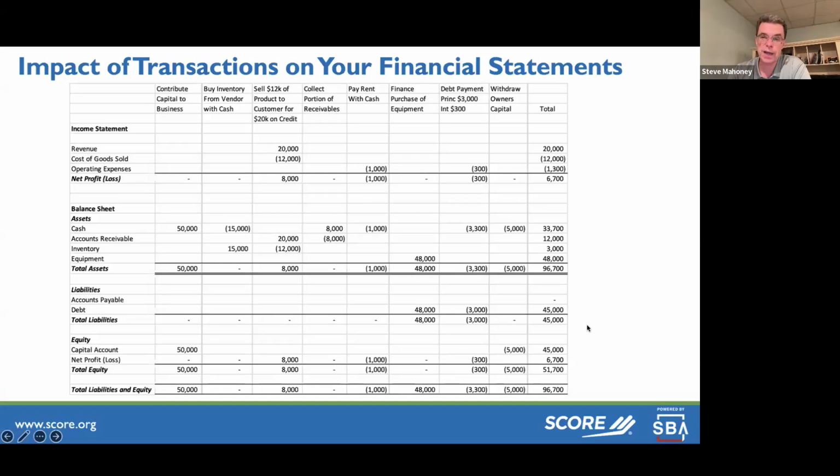So again, very textbook accounting, but I wanted to just explain to folks why some of these things, especially debt and owner's draws and buying equipment with financing, they don't run through your income statement, which is why the balance sheet and income statement are both important to look at.